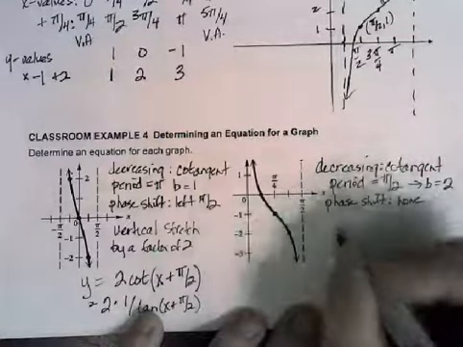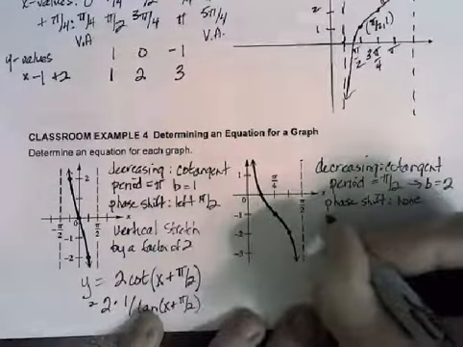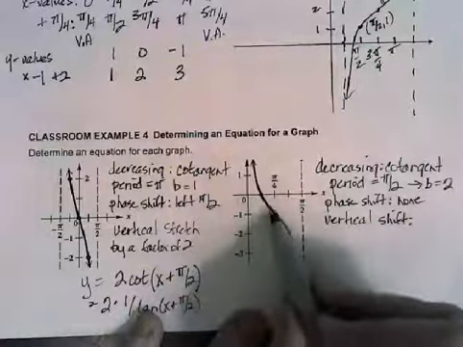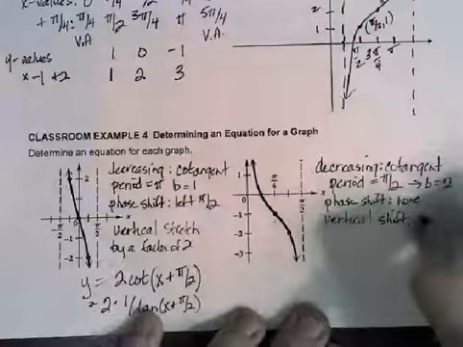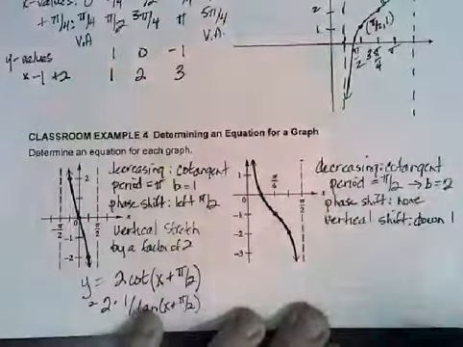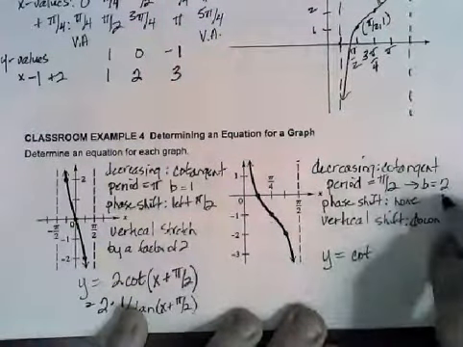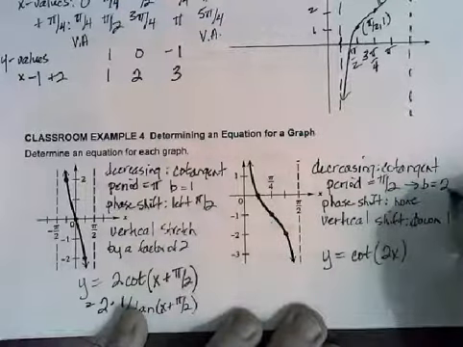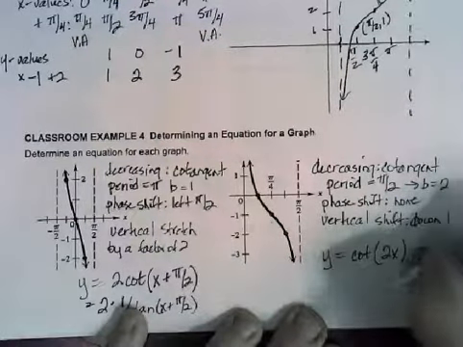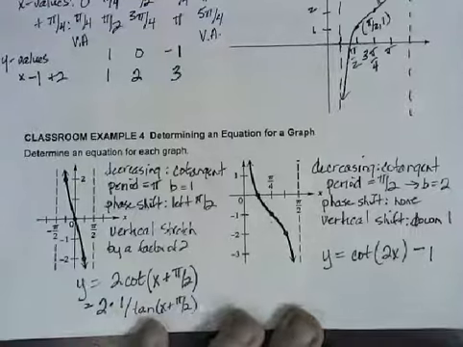So there's no vertical stretch or shrink, but there is a vertical shift, and that just took each one of those y values and moved it down 1. So we're moving the entire graph down by 1. That gives us the equation cotangent of 2x, since we said our b was 2, and then we're subtracting a 1 on the outside to get that vertical shift.